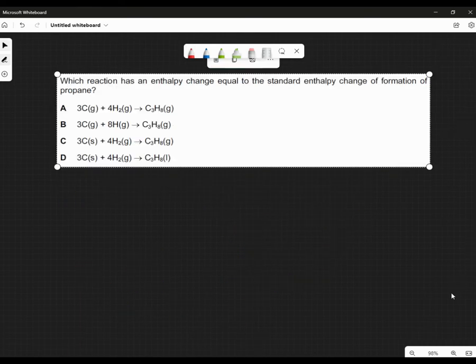These ones are quite straightforward. Which reaction has an enthalpy change equal to the standard enthalpy change of formation of propane? First of all, we have to know propane is a gas, okay? So it could be that, could be that, could be that, not that. Next, we have to know carbon is a solid. Not that, not that. It's got to be that one. So the answer is C.